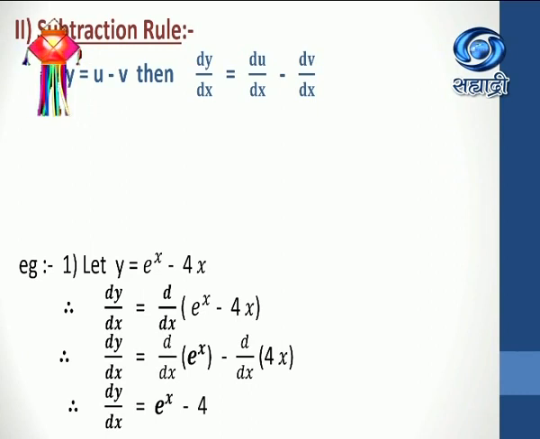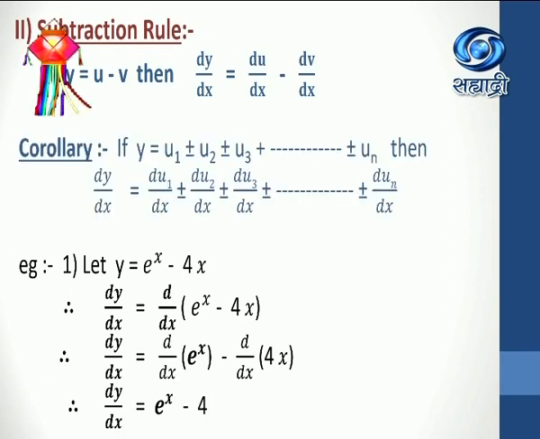Now we can extend the addition rule and subtraction rule. Therefore, here we will see a corollary. If y is equals to u1 plus minus u2 plus minus u3 up to plus minus un, means here y is the sum or subtraction of n functions, then derivative of y with respect to x is equals to derivative of first function u1 with respect to x, plus minus derivative of second function with respect to x, plus minus derivative of third function with respect to x, up to plus minus derivative of nth function with respect to x.